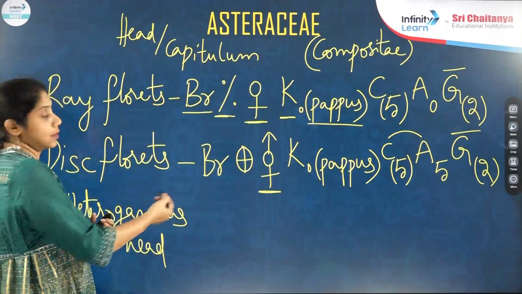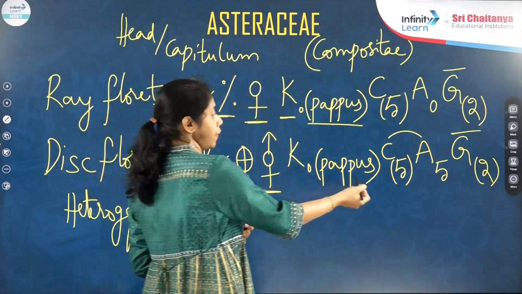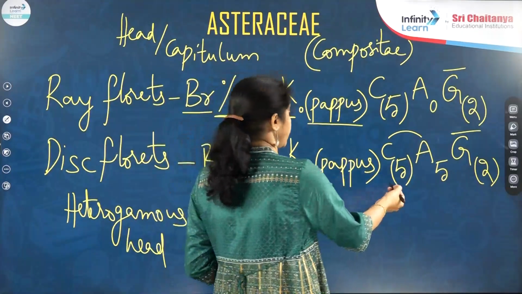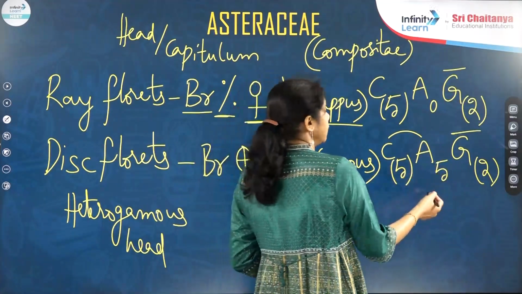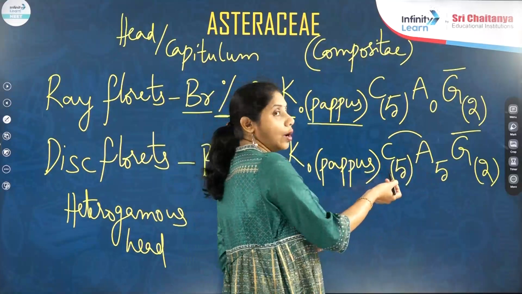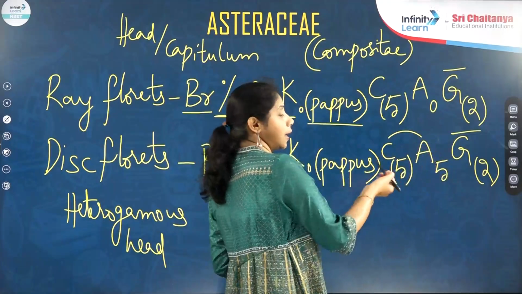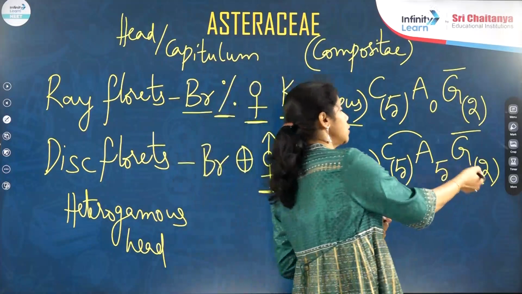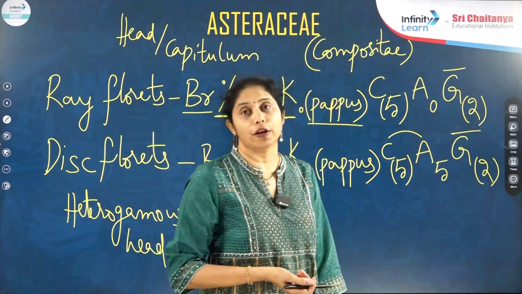Next, disc florets: bract is present, actinomorphic, bisexual, calyx is modified into pappus, corolla is 5 and they are fused, and then the epipetalous condition even here. If the androecium is connected to the petals, it is called the epipetalous condition. So 5 stamens are there and they are connected to the petals. And then the gynoecium is bicarpellary, syncarpous, with an inferior ovary.